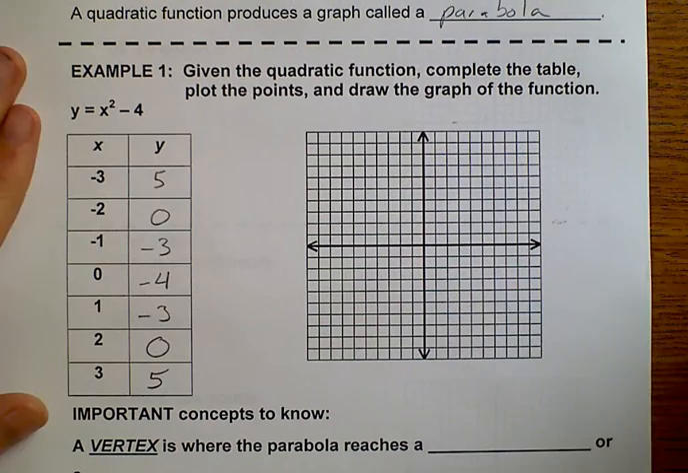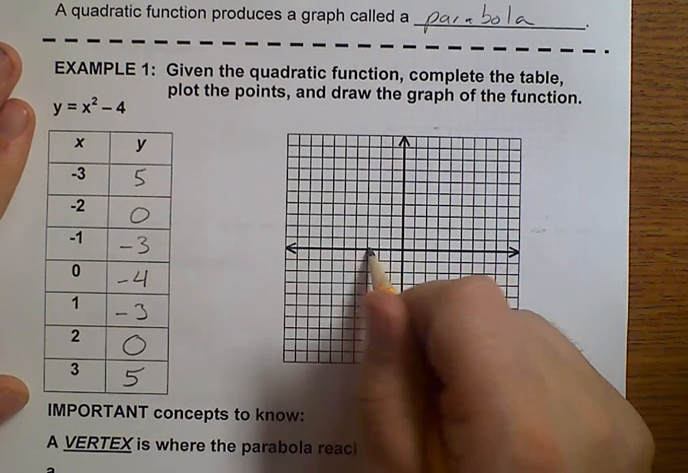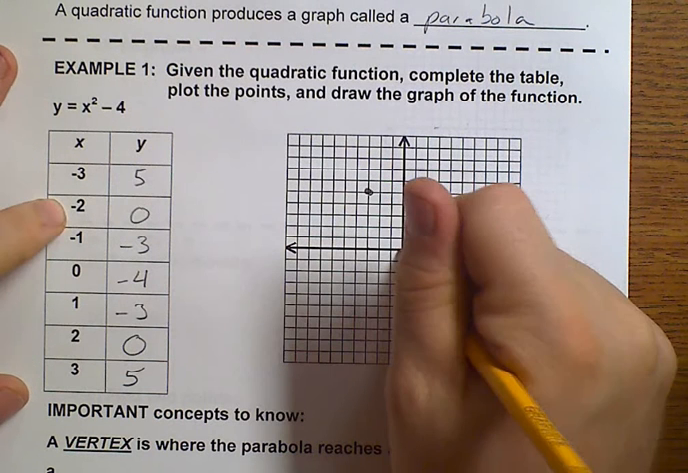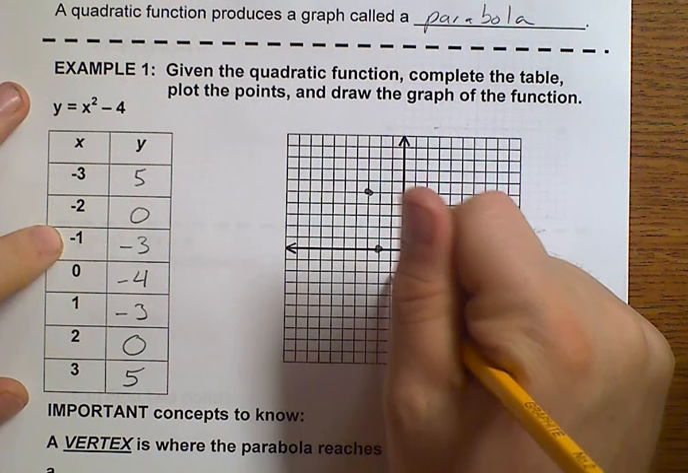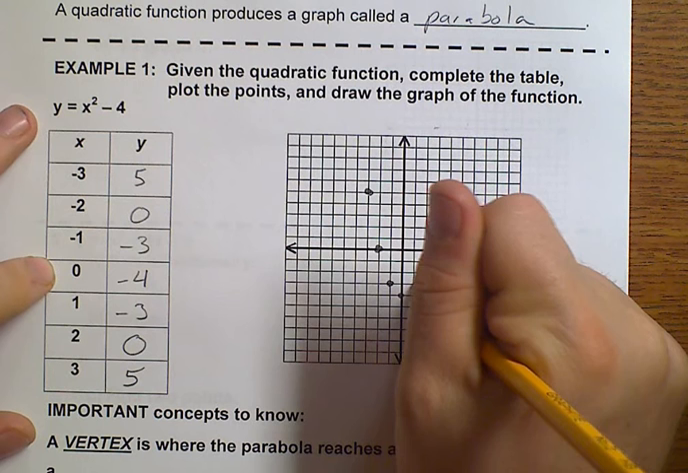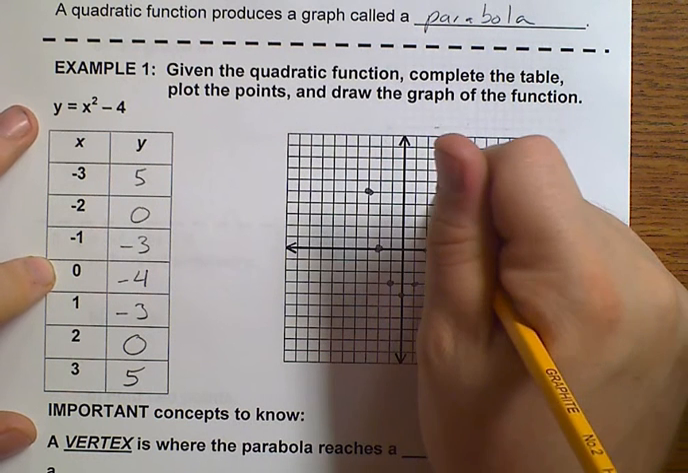Well, now we graph them. So -3, 5. 1, 2, 3. 1, 2, 3, 4, 5. -2, 0. -1, -3. 0, -4. 1, -3. 2, 0. And 3, 5.